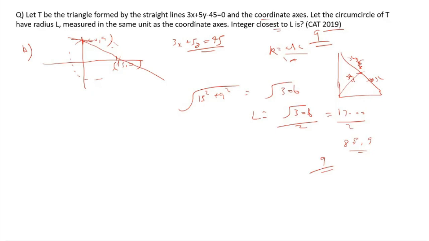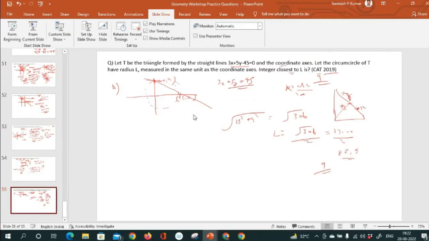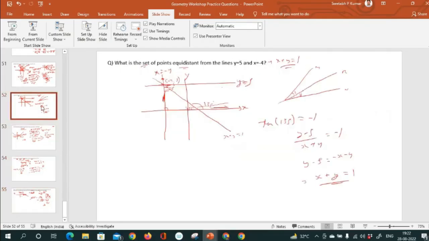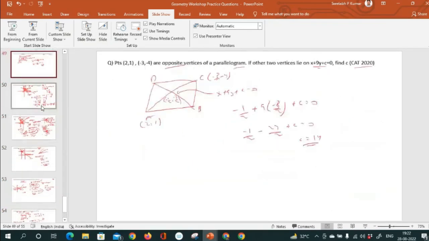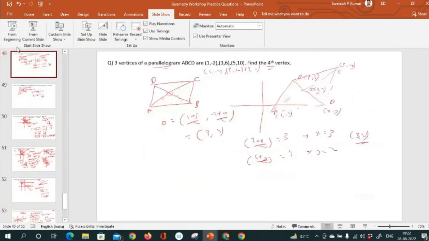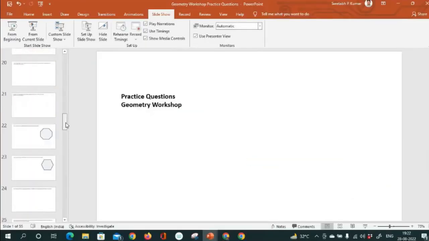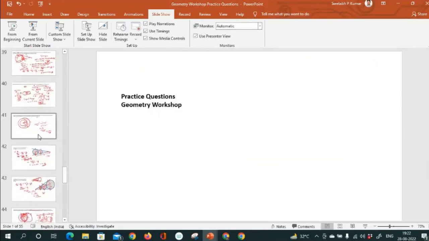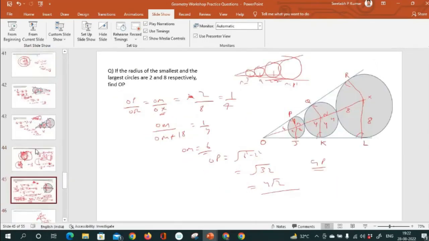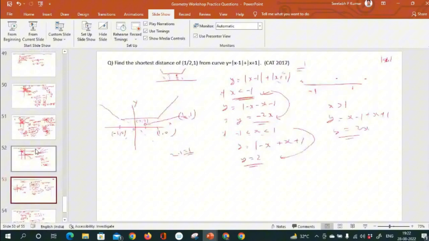Once you have drawn this line, which you can quickly draw by, as we had discussed, just marking the intercept and joining this line. It's a bit over time, but I just wanted to cover some of the questions. Whatever we have done today, if we just go over those questions once, this was still for the previous sessions.